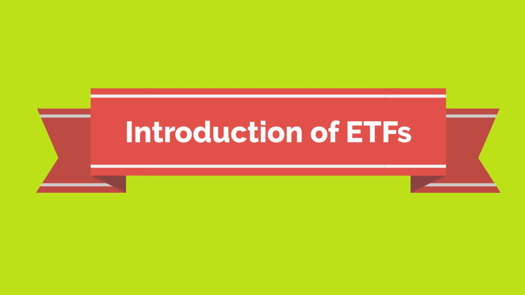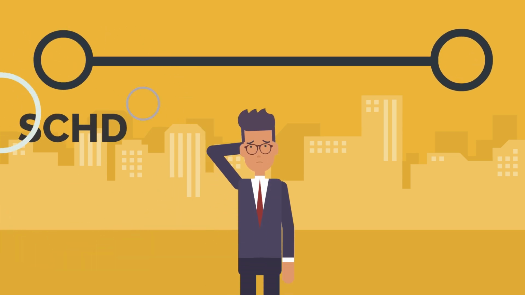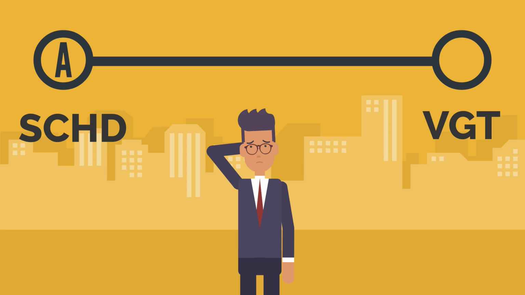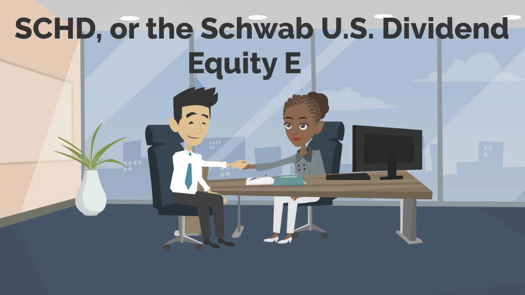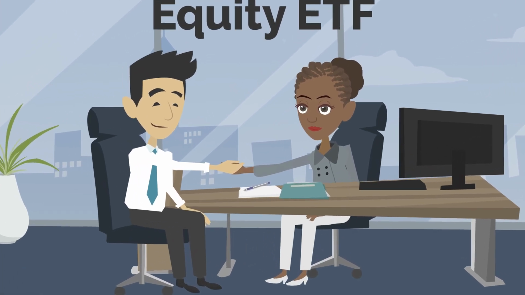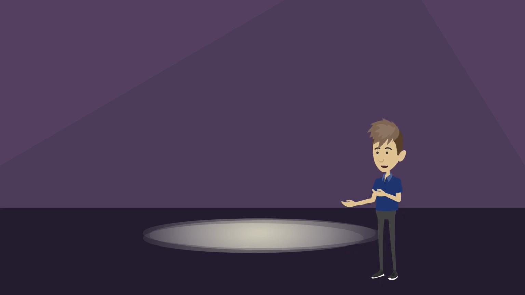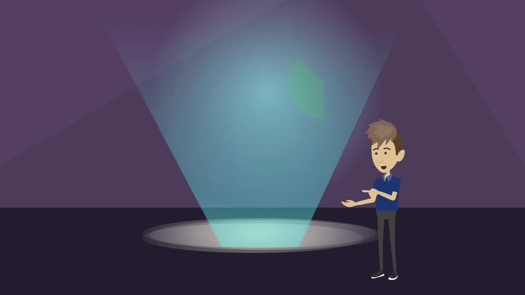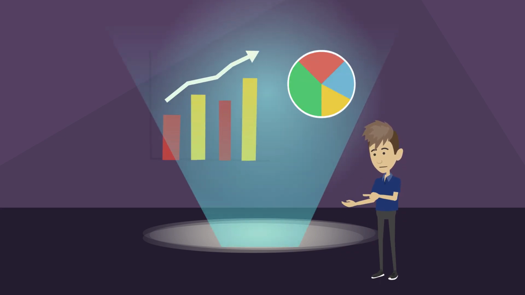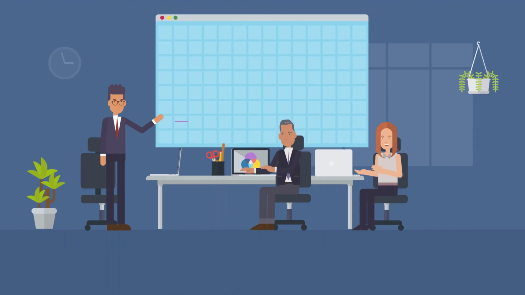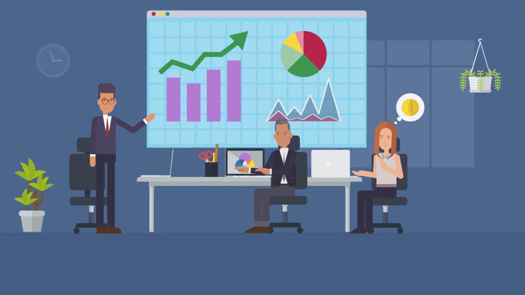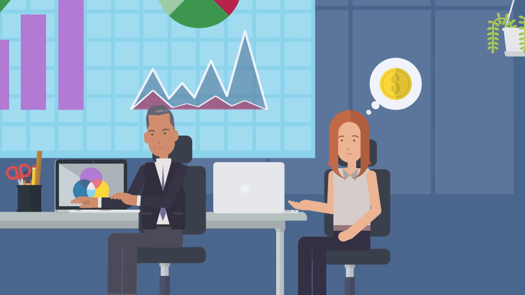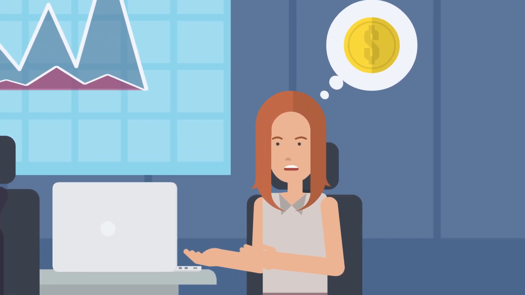Introduction of ETFs. When it comes to choosing between SCHD and VGT, understanding the core focus and strategy of each ETF is crucial. SCHD, or the Schwab U.S. Dividend Equity ETF, is designed to invest in high dividend-paying companies. Its primary goal is to provide investors with a steady and reliable income stream through consistent dividend payouts. This ETF targets companies with a robust history of dividend payments, making it an attractive option for those who prioritize income stability and are looking for a dependable source of regular returns.